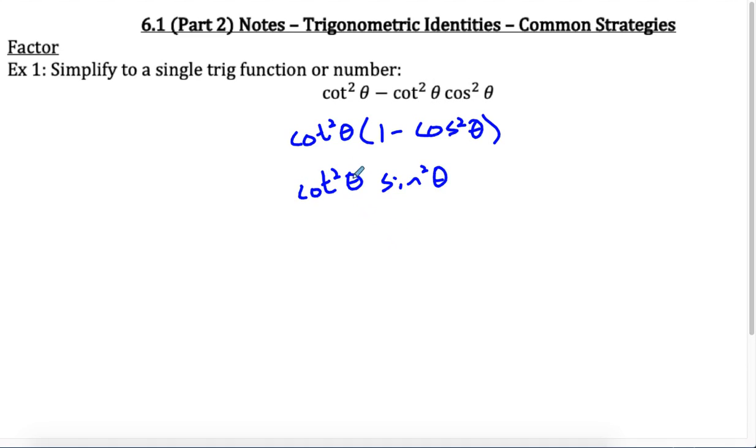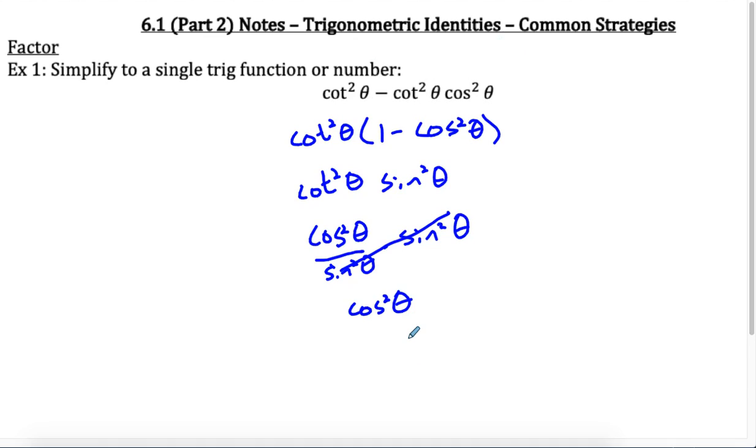Well, now I know that cotangent squared is equal to cosine squared over sine squared. So now, if I've got a sine squared in the numerator and a sine squared in the denominator, those will cancel, and I am just left with cosine squared. So this whole mess at the beginning is just equal to cosine squared.